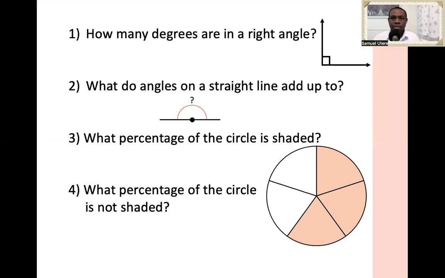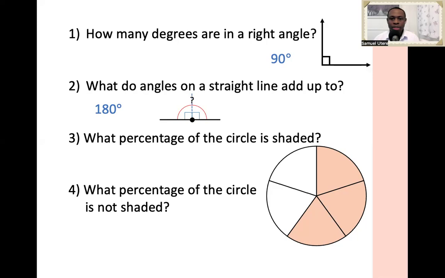Let's discuss them. So for the first one, you were asked how many degrees are in a right angle? There are 90 degrees in a right angle. What do angles on a straight line add up to? They add up to 180 degrees. Of course, to visualize this, you can see that this comprises two right angles, which makes up 180 degrees.